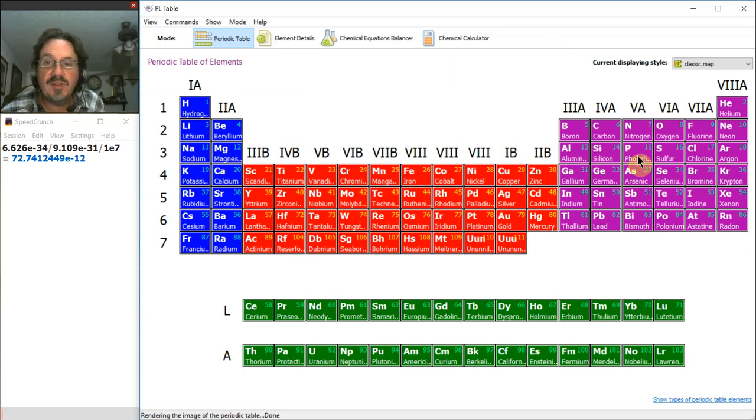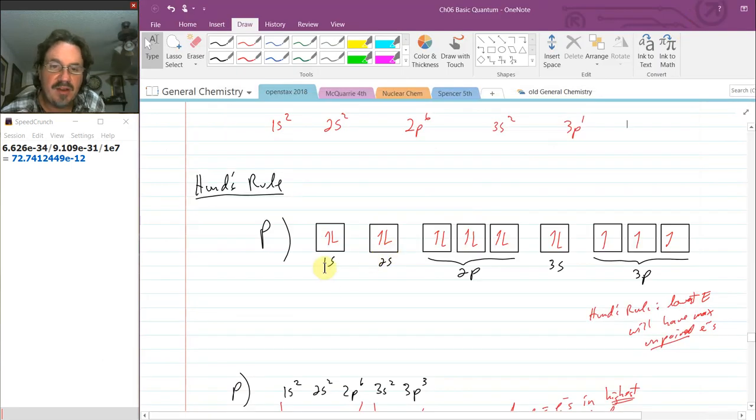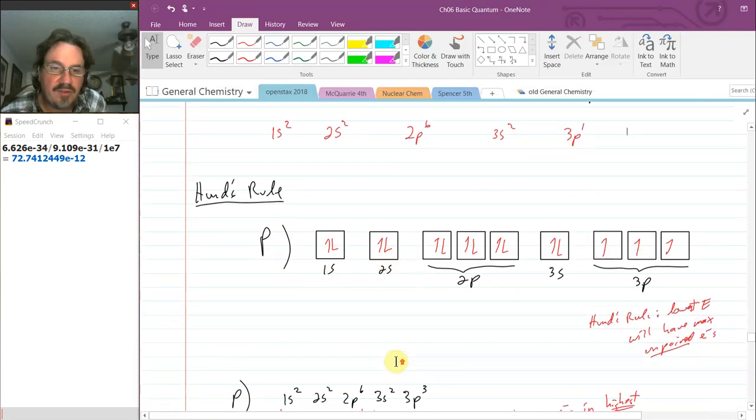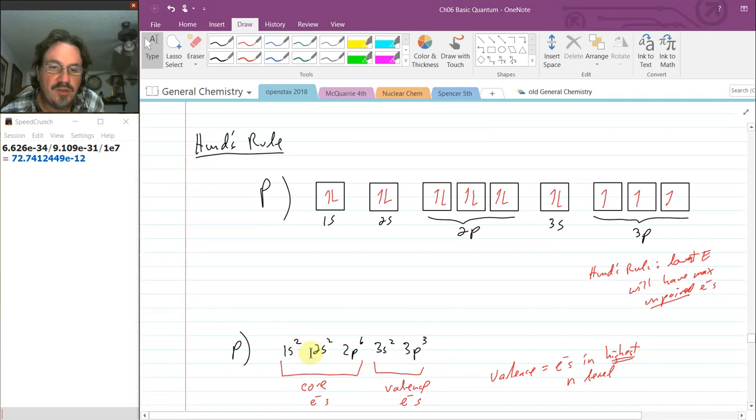3 electrons, and then I get to phosphorus. So 3p3. There's my electron configuration, and that's what I've got written down here. 1s2, 2s2, 2p6, 3s2, 3p3.